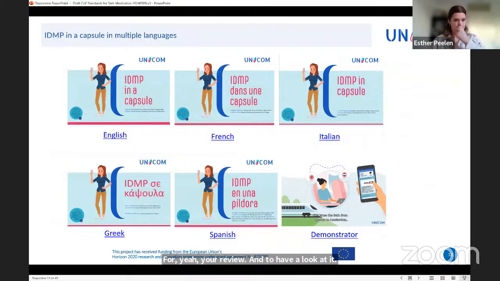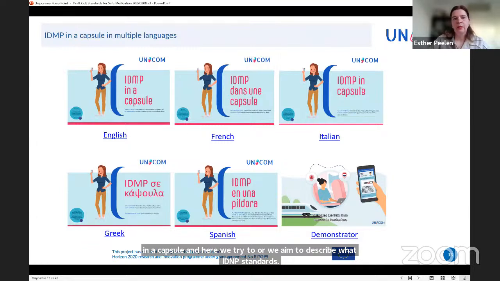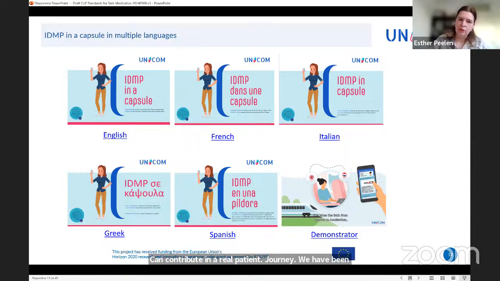Slide, please. So one of our deliverables is also IDMP in a capsule. And here we aim to describe what IDMP standards can contribute in a real patient journey. We have been describing the different organizations, from the regulatory side up until the clinical, so the healthcare provider and the patient side, in a more understandable and easy readable way. These IDMP in a capsule documents, as we call them, have been published in 5 different languages, and they are all available on the website of UNICOM as well.